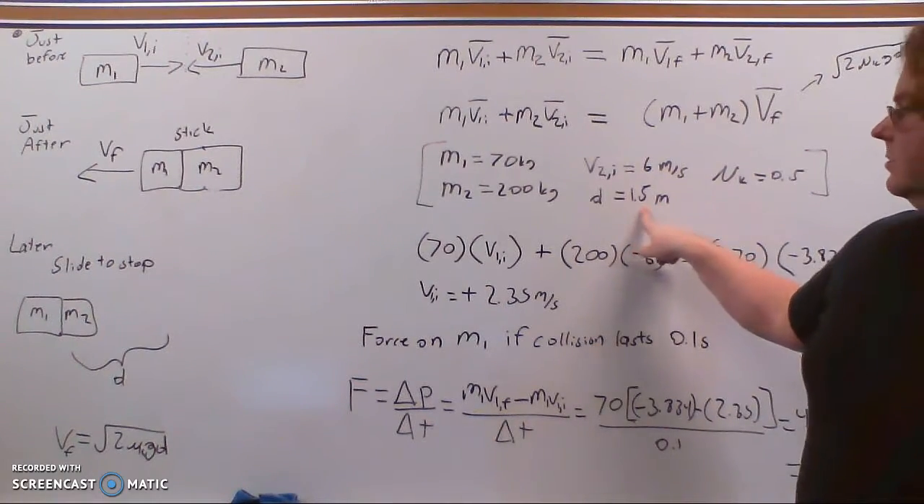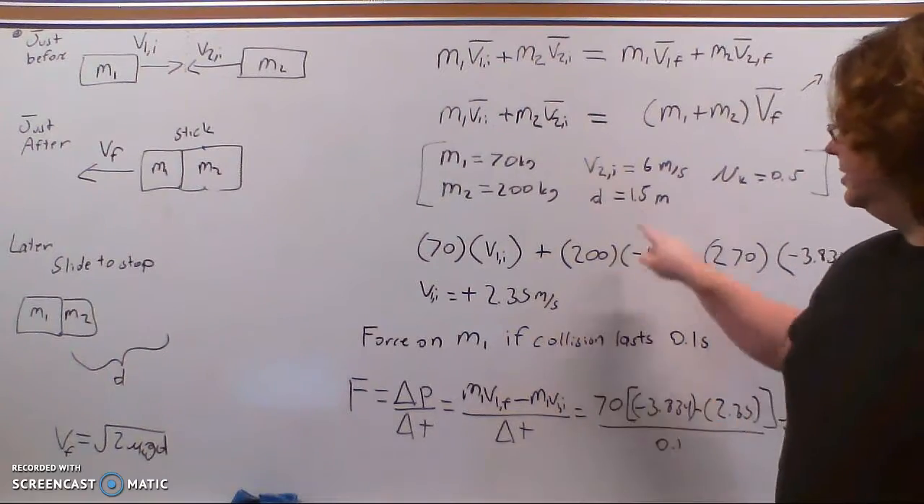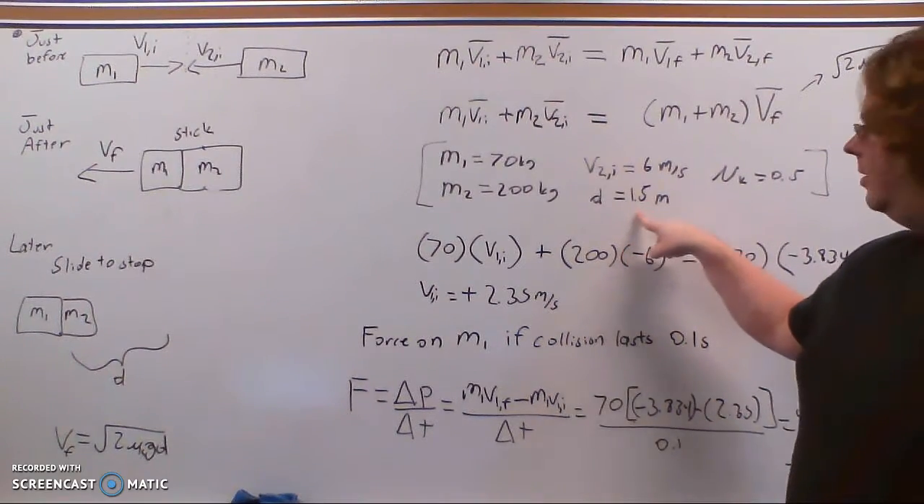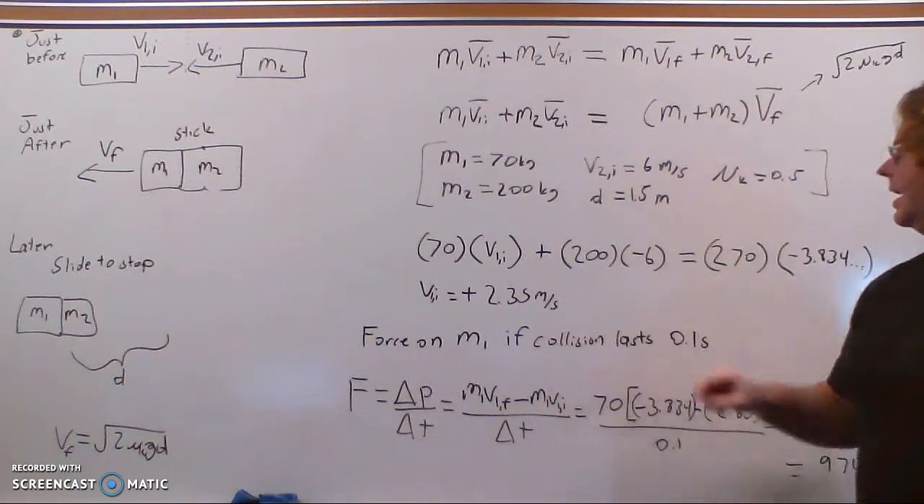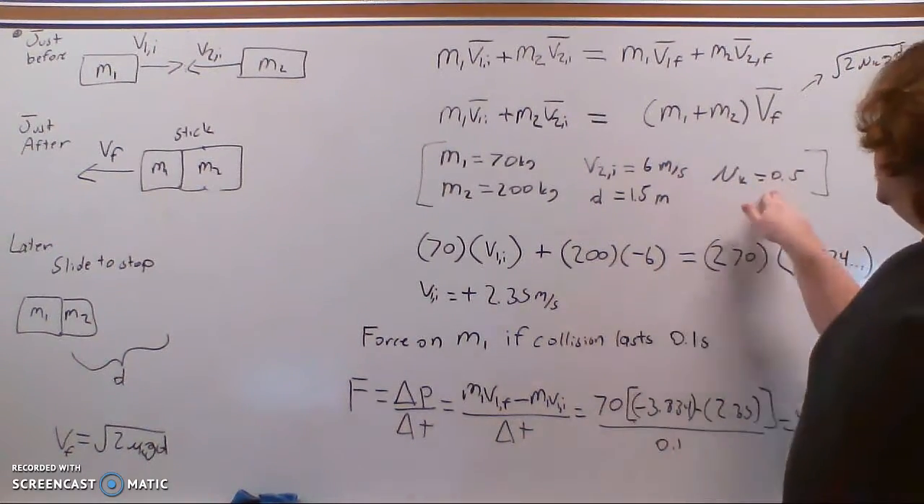Just after their collision, when they smack into the ground and slide along, we're going to assume they slide along the ground by about 1.5 meters. And then the coefficient of kinetic friction on whatever it is they're sliding on will just be 0.5.